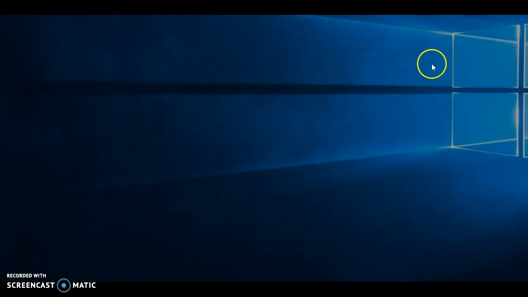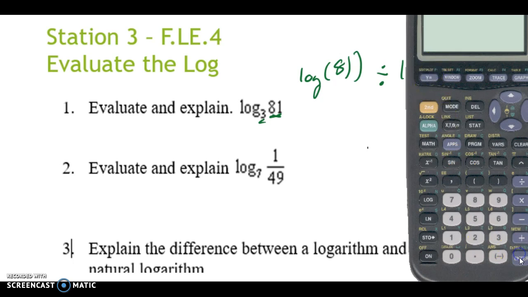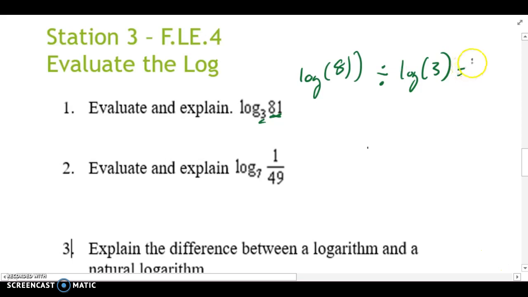So let's look at the calculator. Let's put it in the calculator here. So we have, let's turn it on, log 81 divided by log 3, enter, and we get 4.